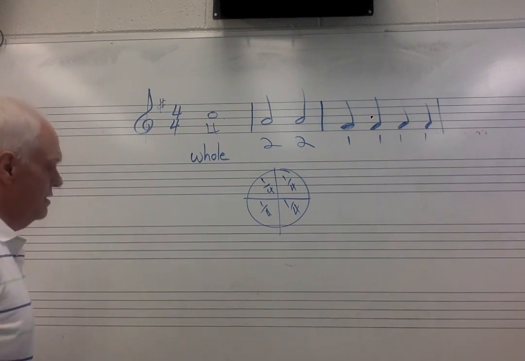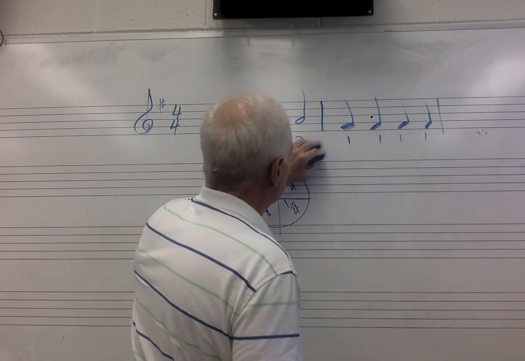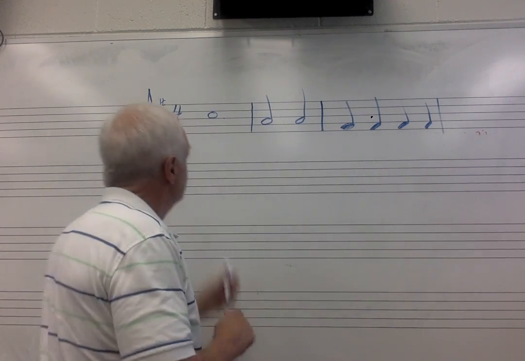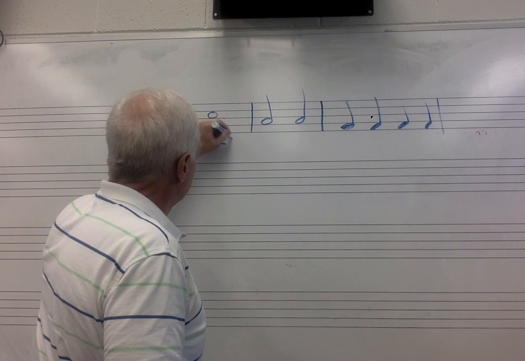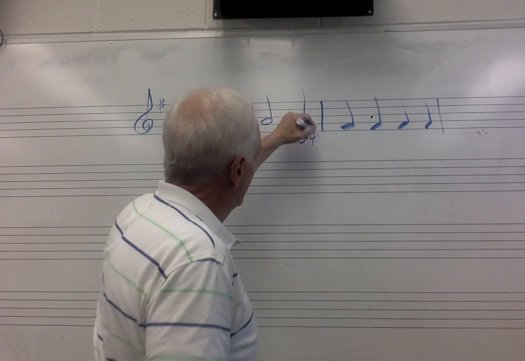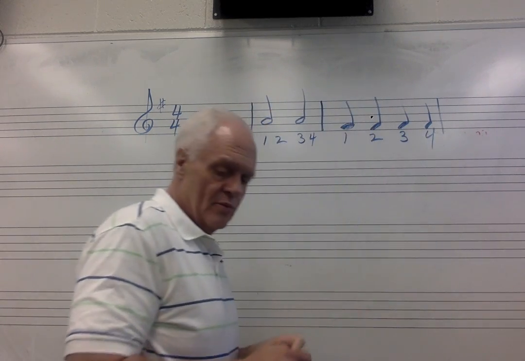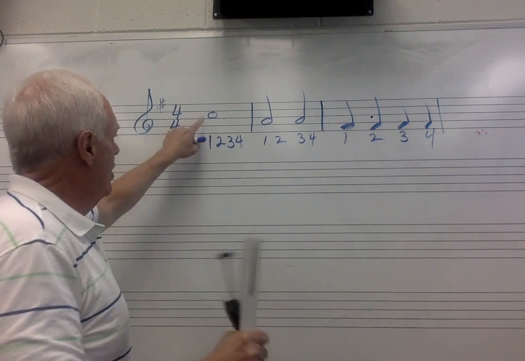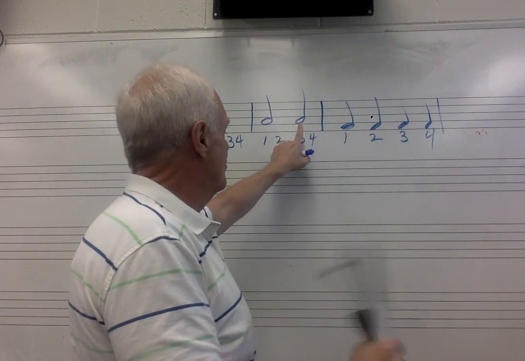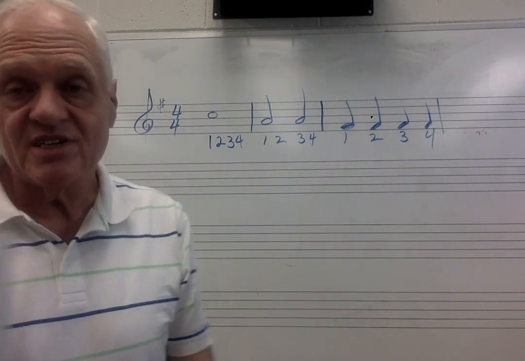This is how we will actually count. We're not going to go 1, 2, 3, 4, 1, 2, 1, 2, 1, 1, 1, 1. We're going to count it like this: 1, 2, 3, 4, 1, 2, 3, 4, 1, 2, 3, 4. And this is how we play it. 1, 2, 3, 4. 1, 2, 3, 4. 1, 2, 3, 4. And that's all there is to it.